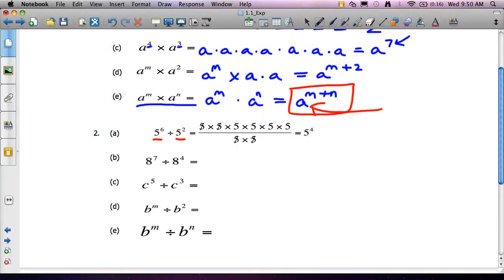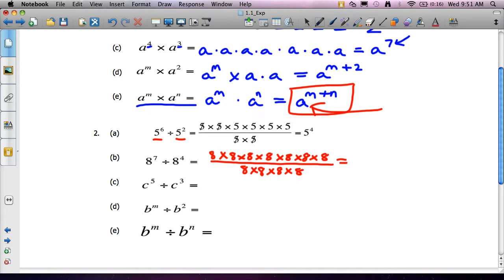Same thing if I take 8 to the 7th divided by 8 to the 4th, I notice that they have the same base. And that's important. 1, 2, 3, 4, 5, 6, 7. And 1, 2, 3, 4.